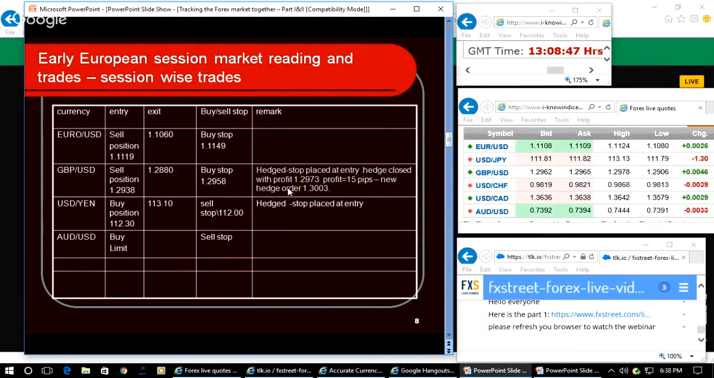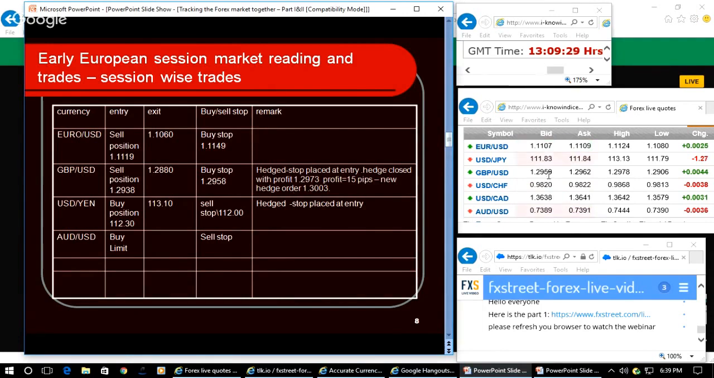Then I used a trailing stop of 5 pips, and that got the position closed at 1.2973 with 15 pips profit on the buy side. Then I kept the new hedge order at 1.3003, that is 30 pips above the profit booking level, to limit the risk. So even though there is a gap between the sell and the buy limit of about 70 pips, I already booked 15 pips profit, and then kept the hedge order to lower it now.